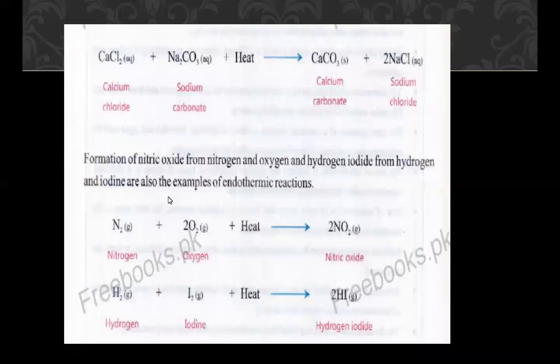Similarly, when nitrogen gas combines with two molecules of oxygen gas plus heat is also absorbed from the surroundings, nitric oxide is formed. ठीक है? Then we have hydrogen.